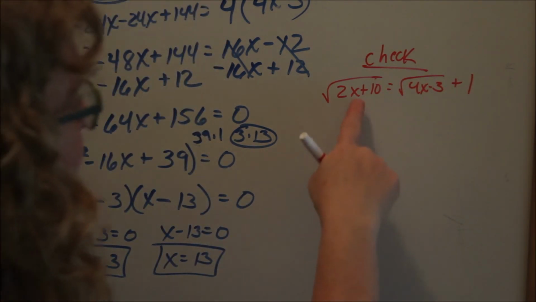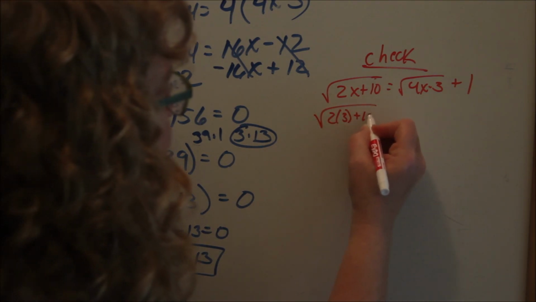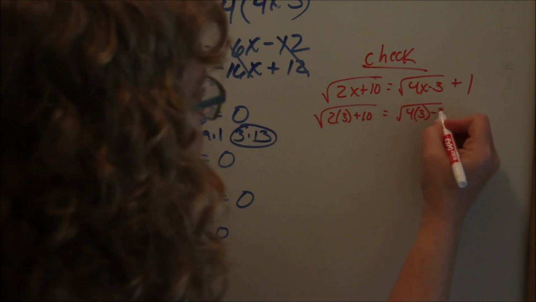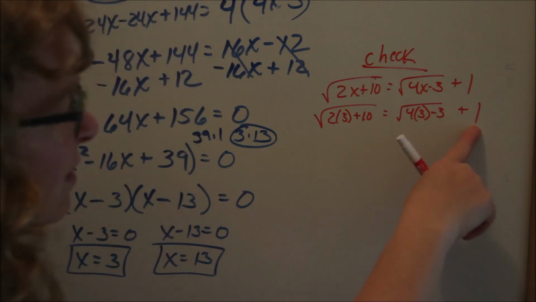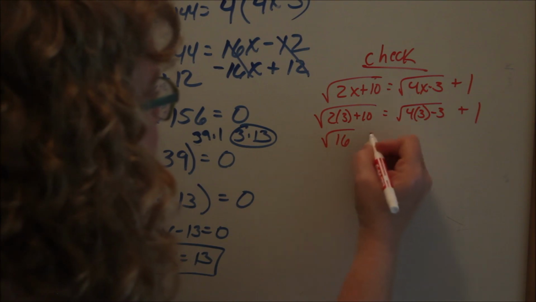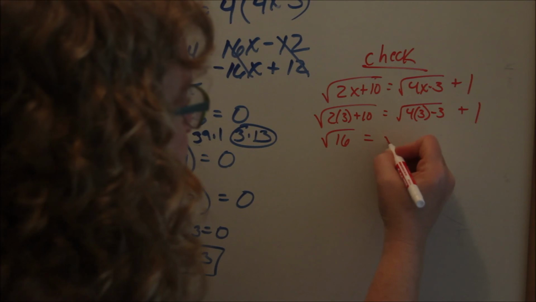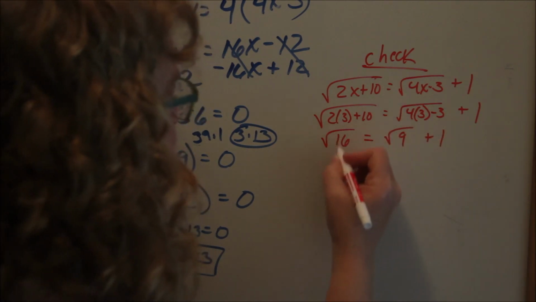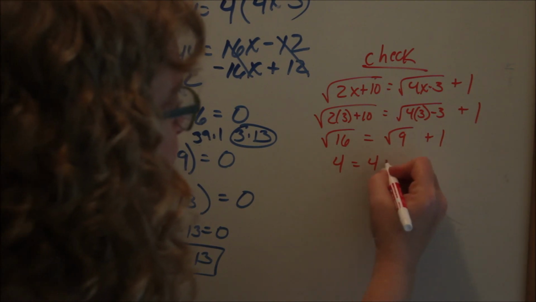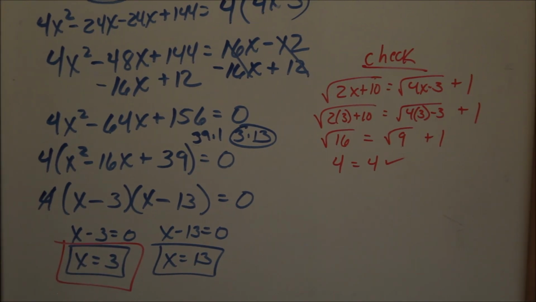Alright, let's check x equals 3 first. Everywhere we see an x, put in a 3. So that'd be square root of 2 times 3 plus 10 equals square root of 4 times 3 minus 3 plus 1. Make sure that this is not under the radical. That'd be 6 plus 10, square root of 16 equals 4 times 3 is 12. 12 minus 3 is 9, so that'd be square root of 9 plus 1. Square root of 16 is 4. Square root of 9 is 3, and 3 plus 1 is 4. So x equals 3, check. So for sure, x equals 3 is a valid solution.